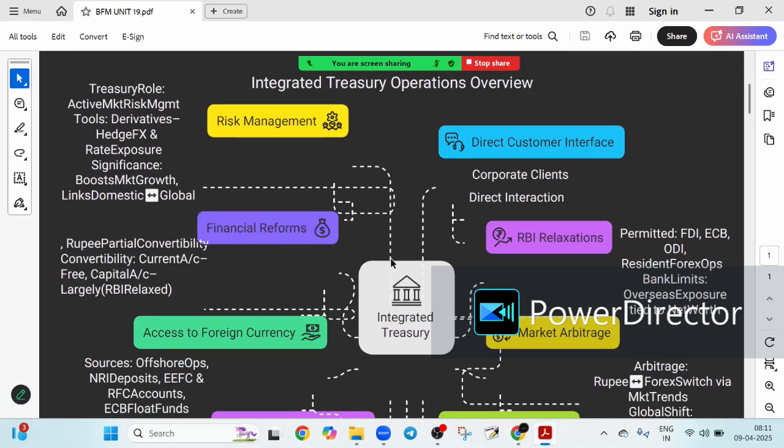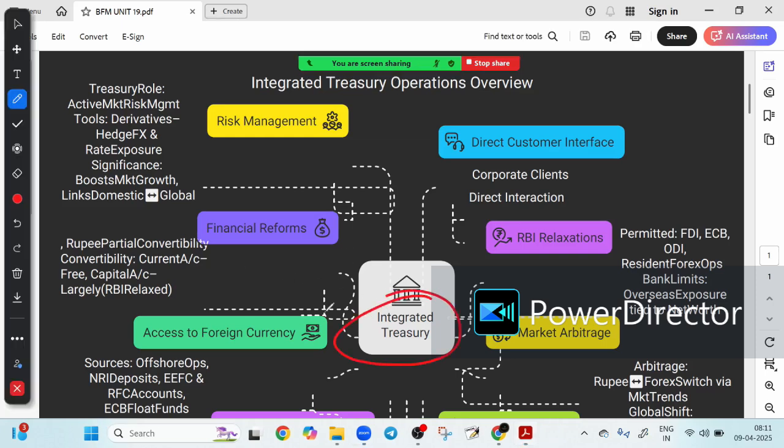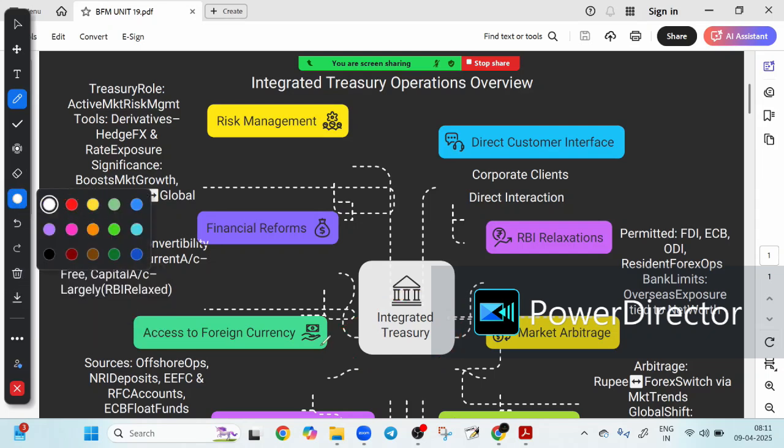So let's explore the powerhouse behind a bank's finance engine, that is called integrated treasury, right? Imagine it as the central nervous system that connects every financial artery from the global market to your local branch. But how exactly does it operate? Let's break it down. First thing first is risk management. We will talk about every aspect of it, and after going through this video, I request you to please solve the quizzes which I have added in today's course.